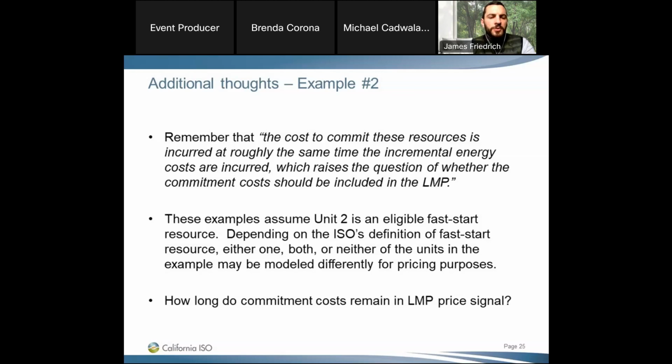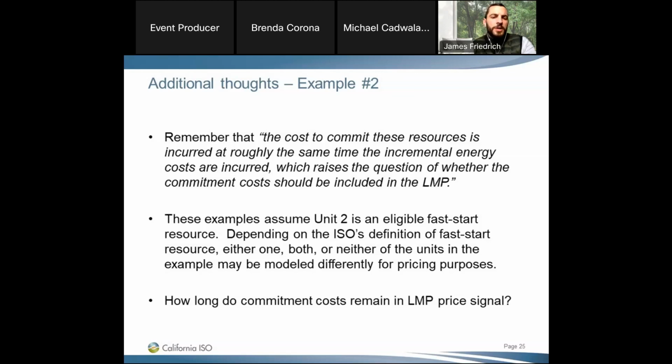The second bullet is, I've sort of prefaced this in the beginning, but the examples all the way through are assuming that unit 2 is an eligible fast start resource, which is why the market in the pricing run is able to modify its supply curve. Now, depending on how the ISO defines fast start resource, it could be the case that either one, both, or neither of these units in the example are modeled differently for pricing purposes. I don't think it would have made a difference, but it's totally possible that both of the units in this example, depending on their startup time, could be eligible fast start resources and could be modeled differently in the pricing run.